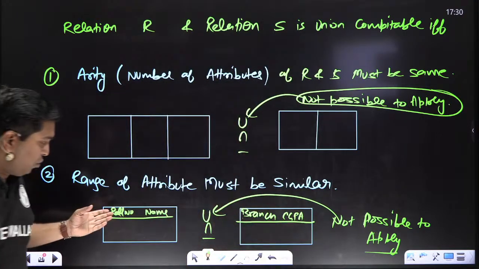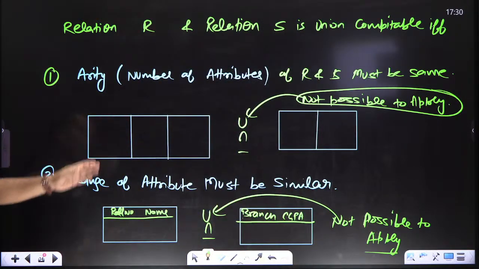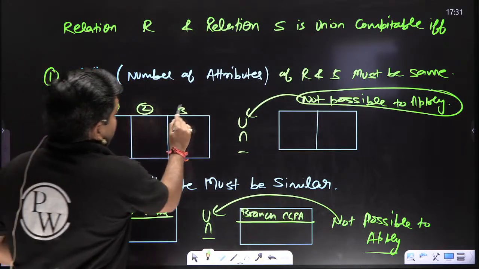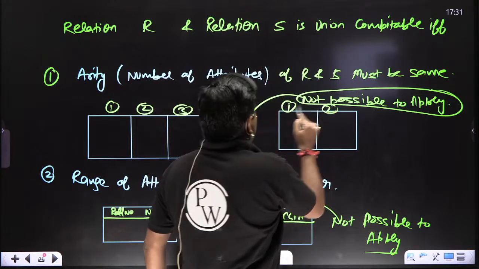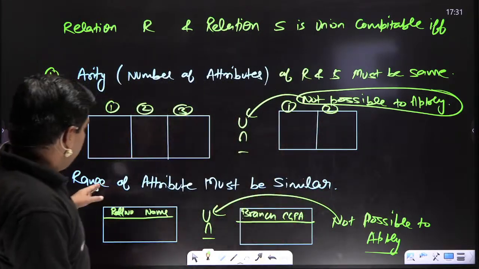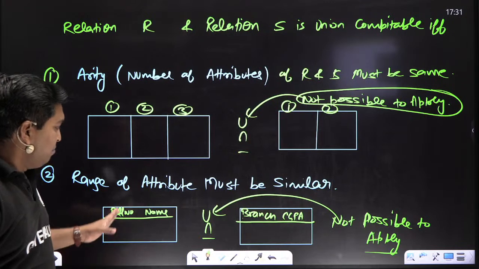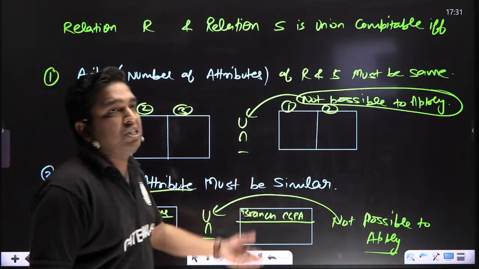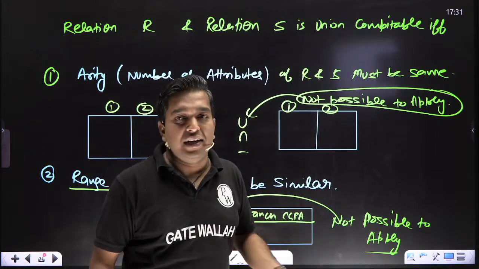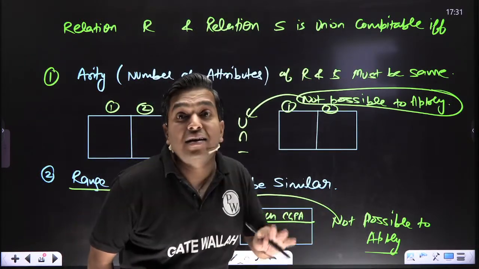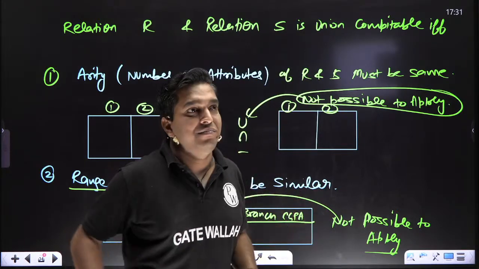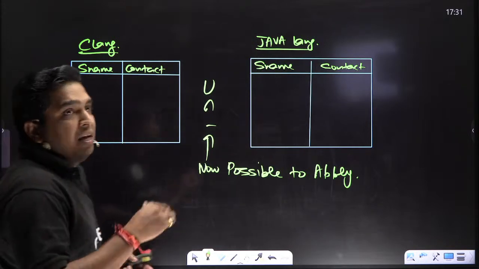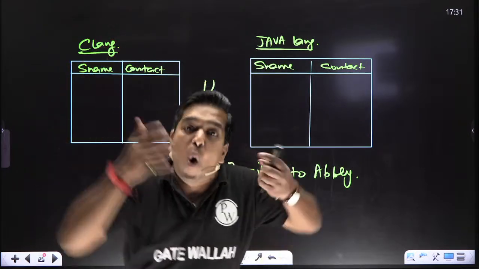Listen carefully. First of all, the number of attributes. Like here, arity is 3: 1, 2, 3 attributes. Here, 1 and 2. So you can't take intersection, union, whatever. But here, arity is the same, but the range is different. Range of attribute: here roll number and name, here branch and CGPA. You can't take union, you can't take intersection, my dear, because there won't be a match. Clear?